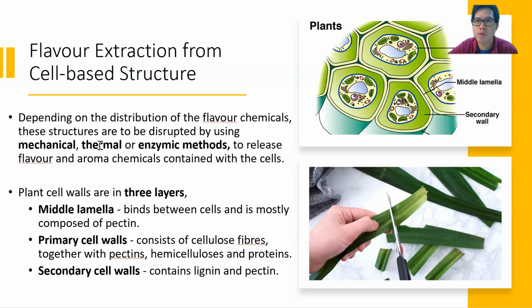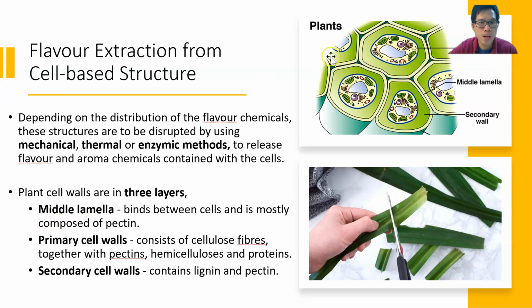For example, if you are cooking curry, you will actually fry a bit of the spices to release the flavors. You can also use enzymes to break down the structure, to release the flavor and aroma chemicals contained in the cells here.